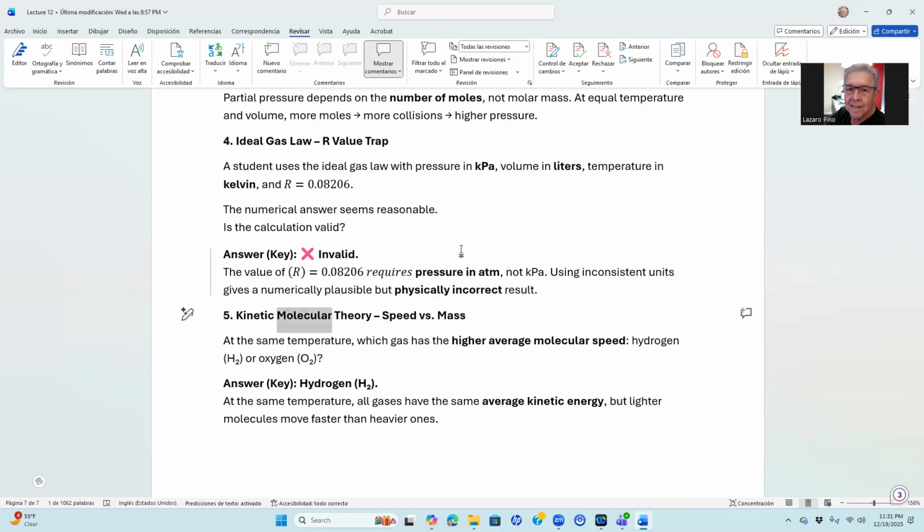5. Kinetic molecular theory, speed versus mass. At the same temperature, which gas has the higher average molecular speed, hydrogen, H2, or oxygen, O2? Answer: hydrogen, H2. At the same temperature, all gases have the same average kinetic energy, but lighter molecules move faster than heavier ones.